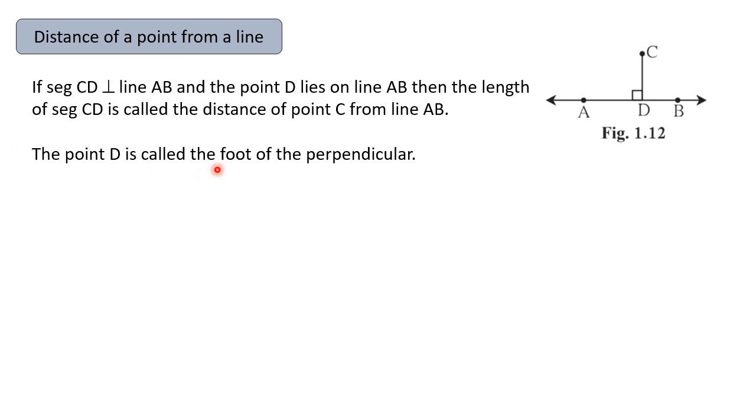The point D is called the foot of the perpendicular. Why is it called the foot of a perpendicular? Because the perpendicular starts from point C and we have drawn it on line AB. So it ends at point D. So we get a perpendicular here. That's why it is called the foot of the perpendicular, because it ends at that line.